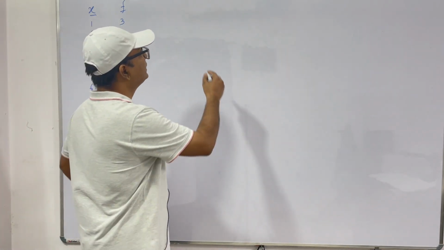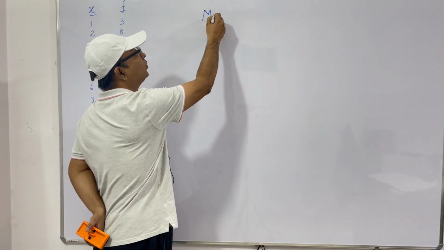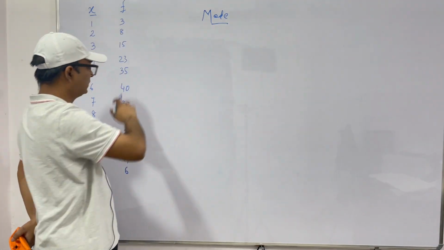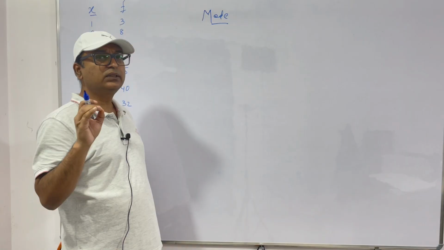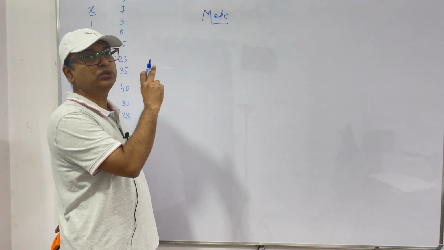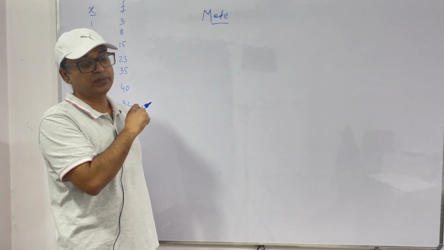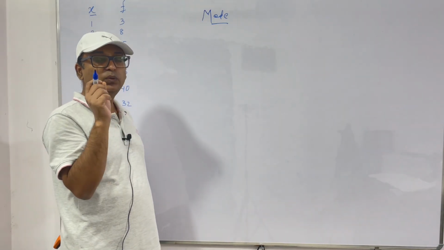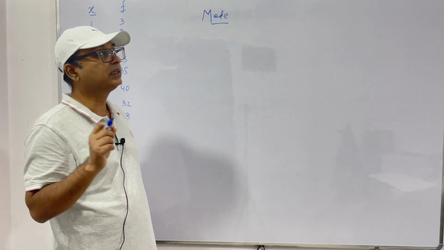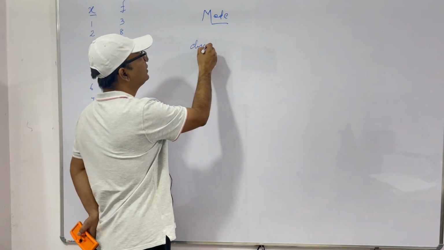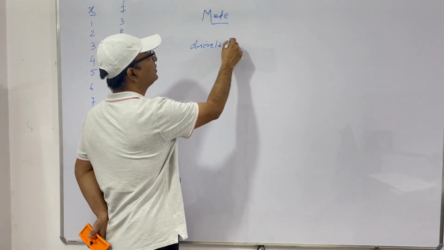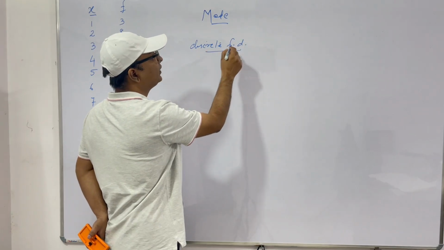Today we'll be studying what is mode, and we'll be using this example to understand mode. Mode is the value of the variable which occurs most frequently in the set of observations. That is, the value which is predominant in the series is called mode. So in case of discrete frequency distribution, it's very easy to find mode.